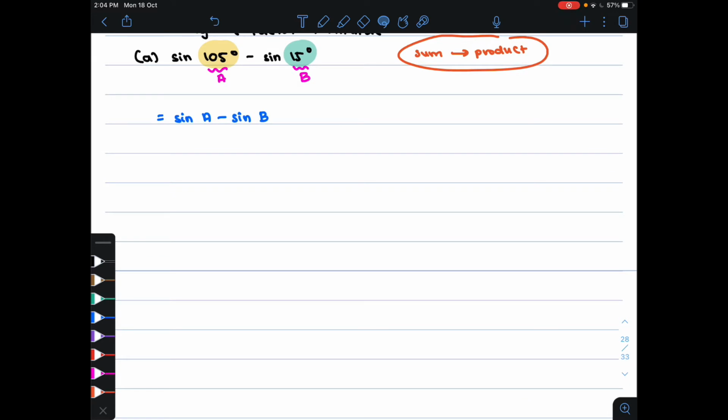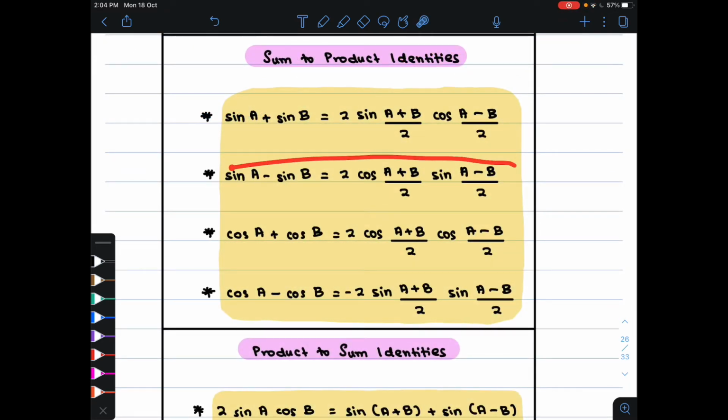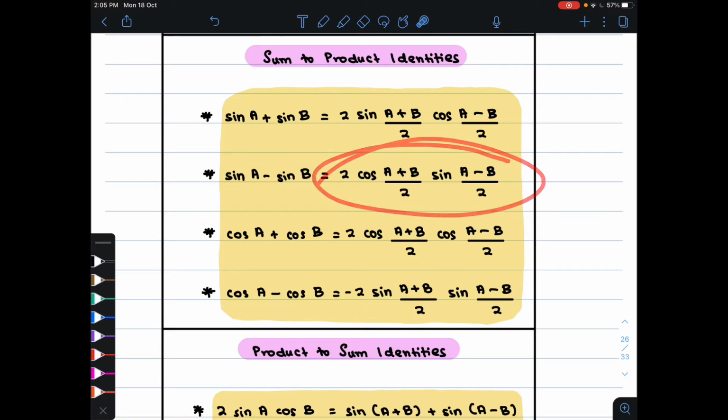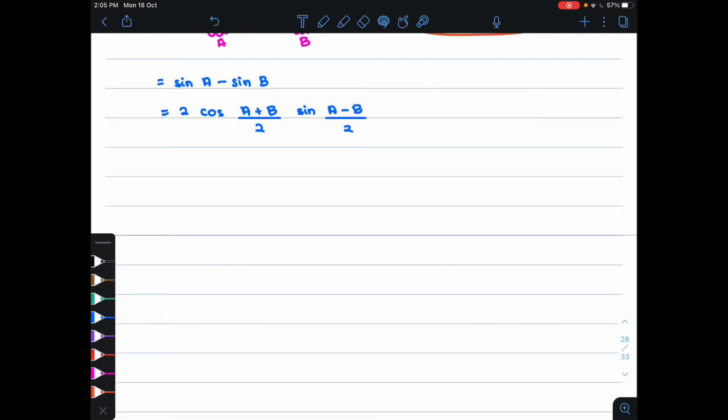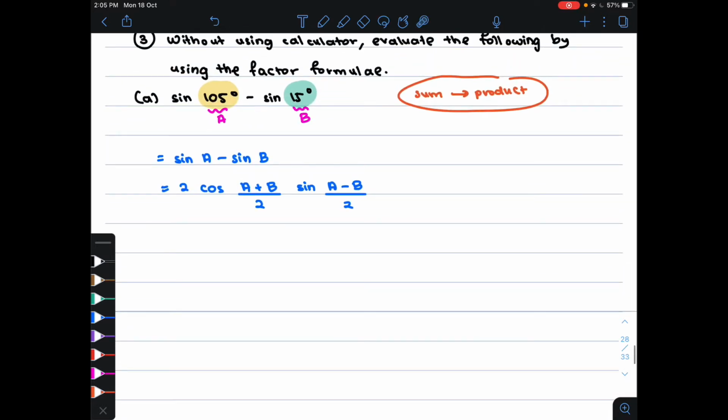That will give you sin A minus sin B. And this is the formula that we need to use since we need sin A minus sin B. So now we just need to substitute the value of A and B into our formula here. A is 105 degree and B is 15 degree.